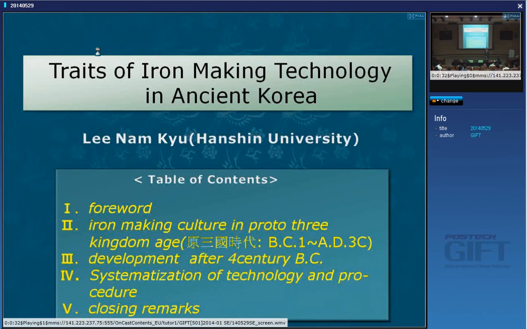And my major is archaeology, and partly I studied the archaeometallurgical study. Do you know? Archaeometallurgical studies fields. I developed a new field in Korea.